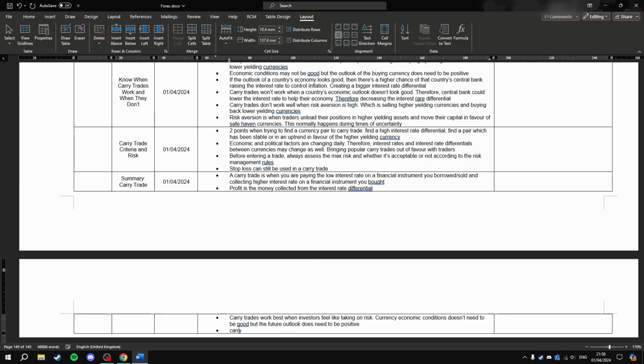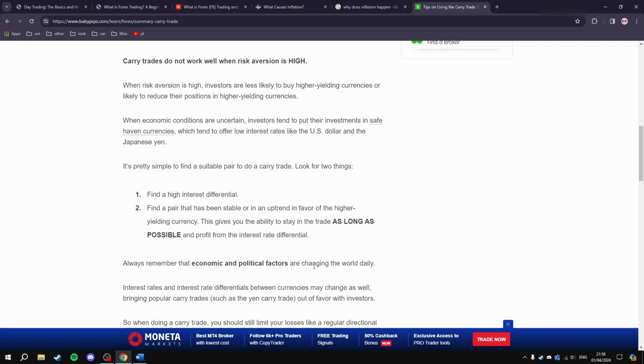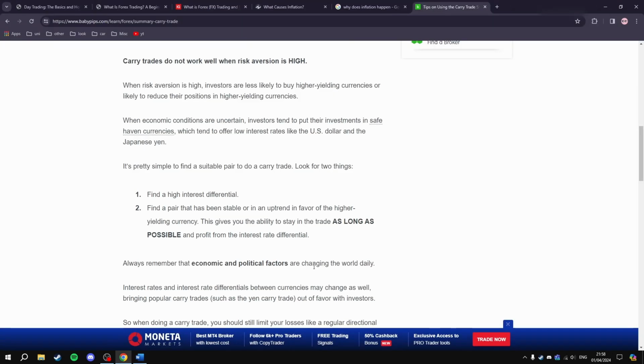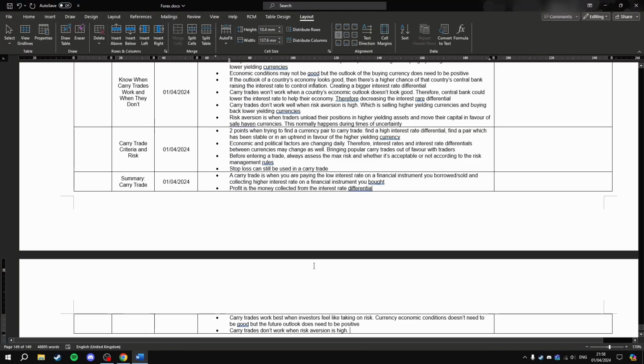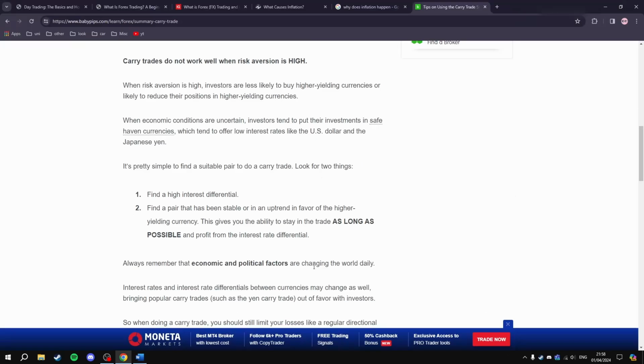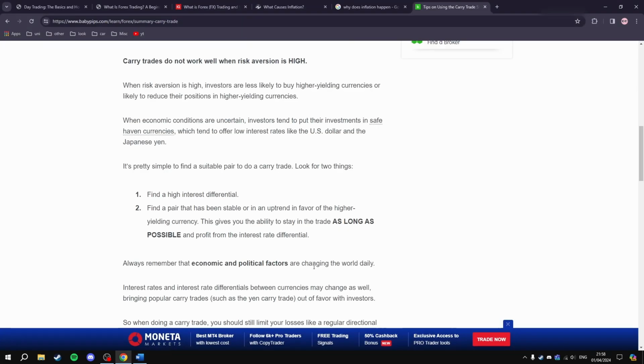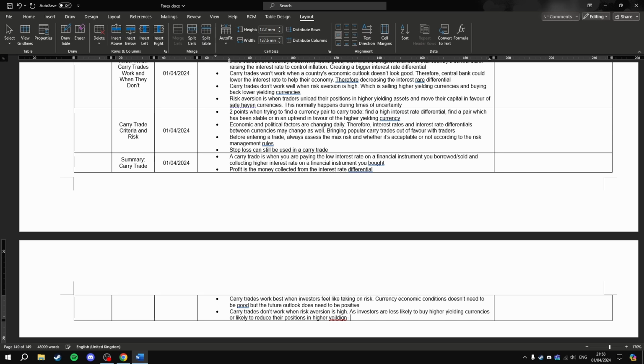So carry trades don't work when risk aversion is high, as investors are less likely to buy higher yielding currencies or likely to reduce their positions in higher yielding currencies.